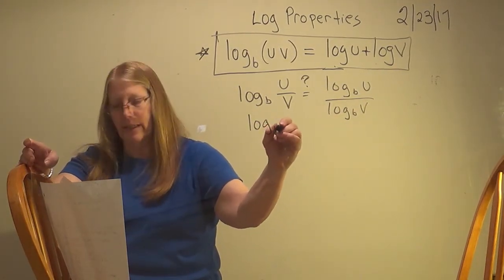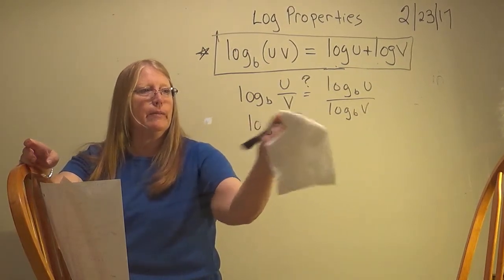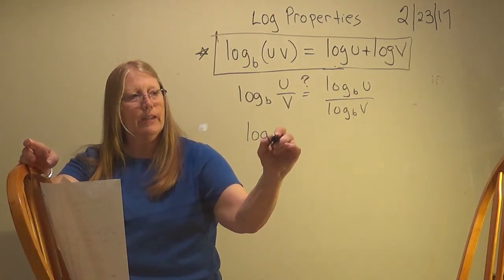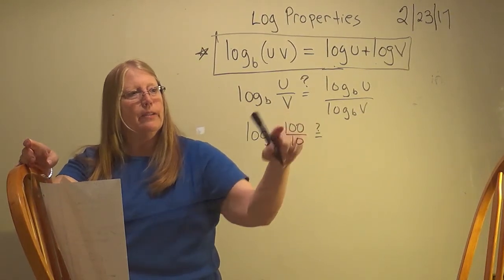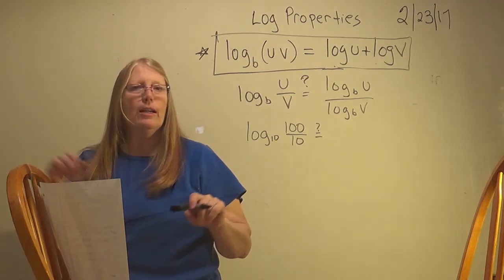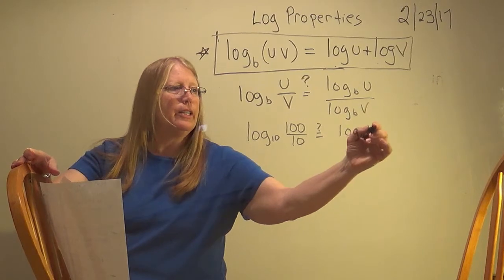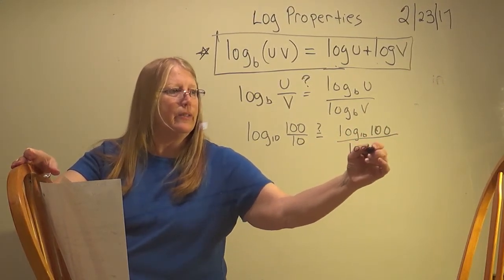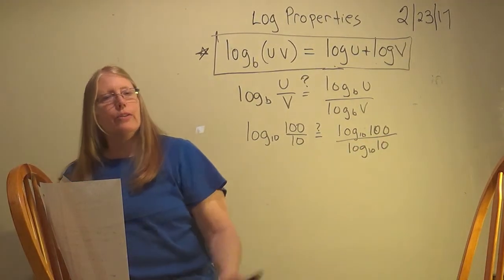Log to the base 10, we'll say, of 100. Let me write that a little lower, running into my work here. Log to the base 10 of 100 over 10. So this is my u, and this is my v. So I'm going to write this statement. Log to the base 10 of 100. Not sure if the squeak sound of this marker is reaching your ear. I hope not. Alright, I'm wondering if this is true.